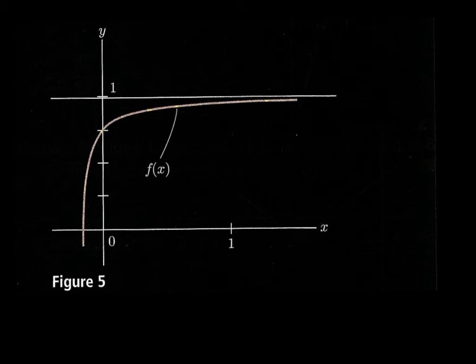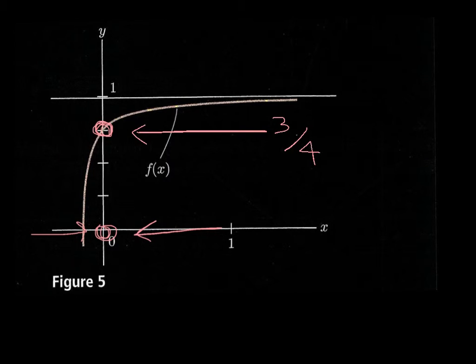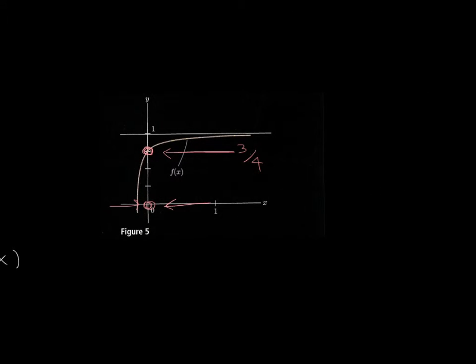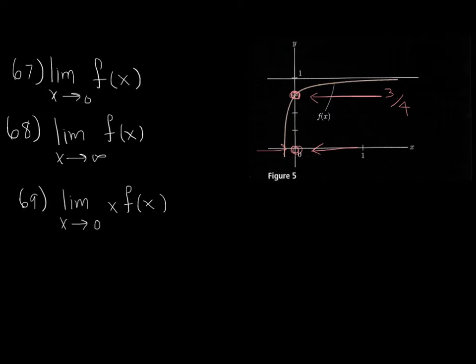So here is 0. And we want to look at the limit as we approach 0 from either side. And it's pretty easy to see that as we approach 0 from the right and the left, we approach this value here, which looks to be 1/4. Excuse me, 3/4. So we can go ahead and write that back on our problem. And we have our answer of 3/4.